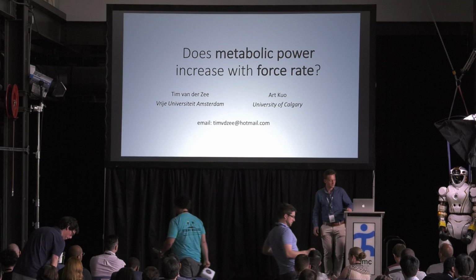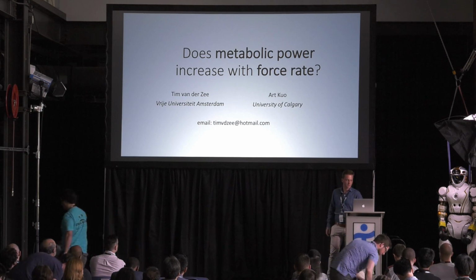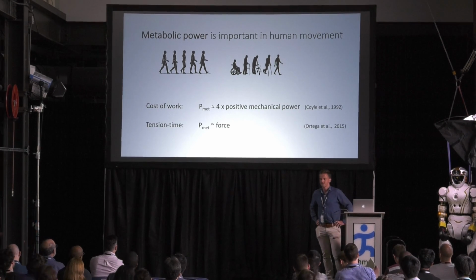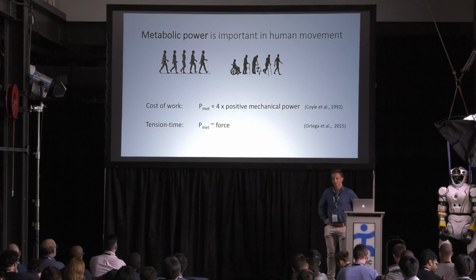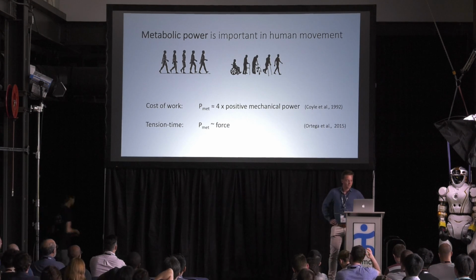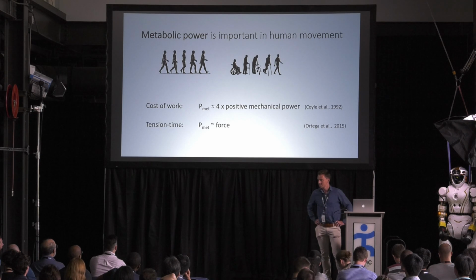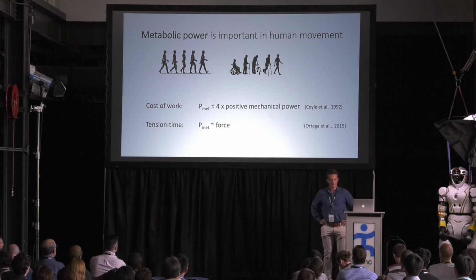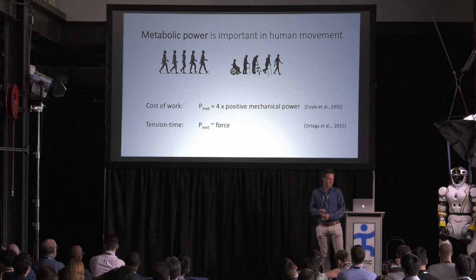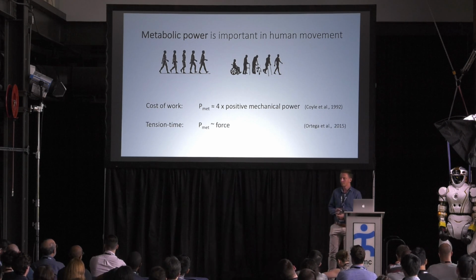Okay, my name is Tim, and I'm going to talk about the question: does metabolic power increase with force rate? As we heard in the previous presentation, metabolic cost seems to be important for human movement, including walking. And I think there are a lot of people in the audience who would like to be able to accurately predict metabolic power, which could be beneficial for understanding movement, improving rehabilitation, and designing assistive devices. But it seems to be quite difficult to accurately predict it.